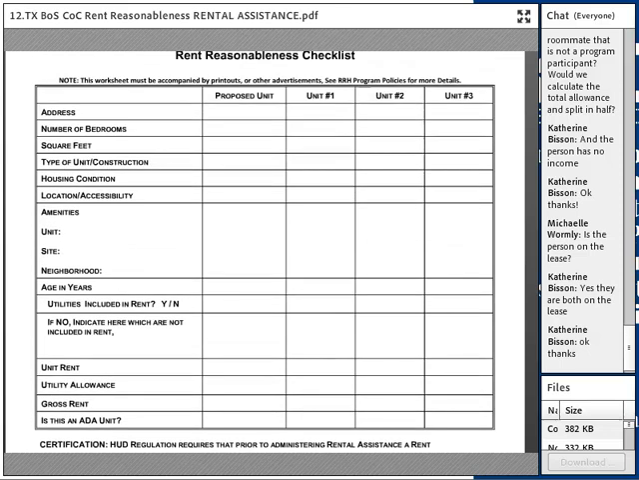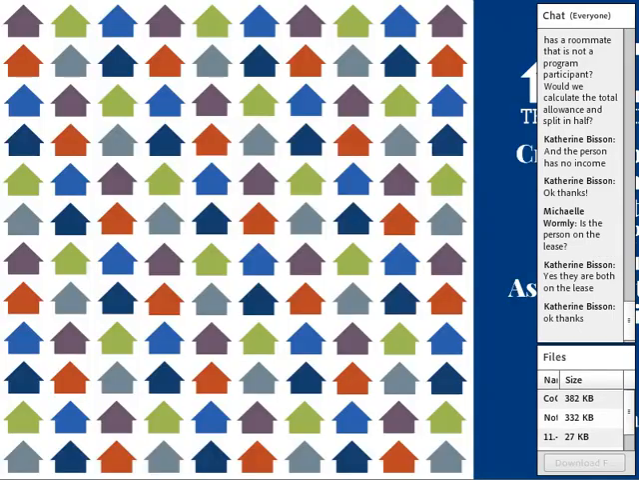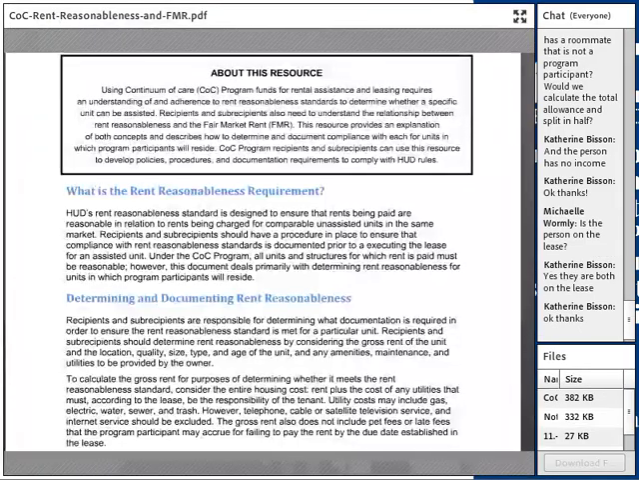This can be a time-consuming process. It can be a relatively easy process. It kind of depends on how you go about it. HUD actually published a document titled Rent Reasonableness and FMR in the CoC program, right? So all projects are required to make a rent reasonableness determination.